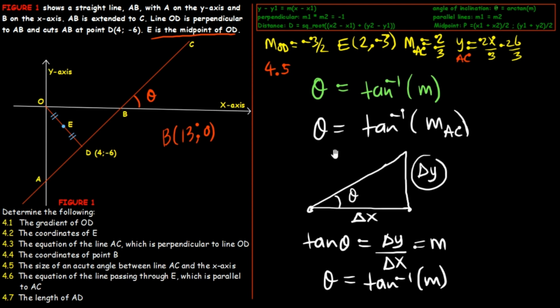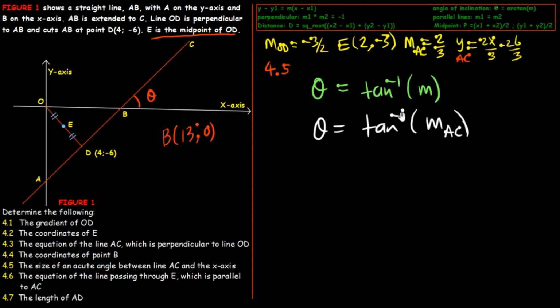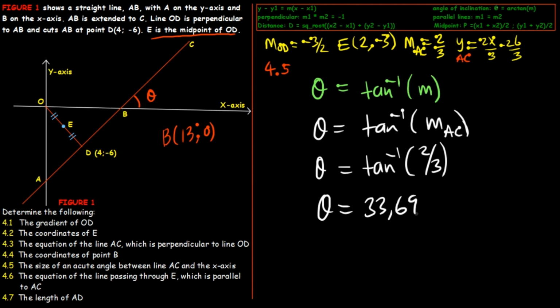Now, with that cleared out, let's find this theta. The value of the gradient AC is 2 over 3, which will give us a value of 33.69 degrees if we leave it to 2 decimal places.